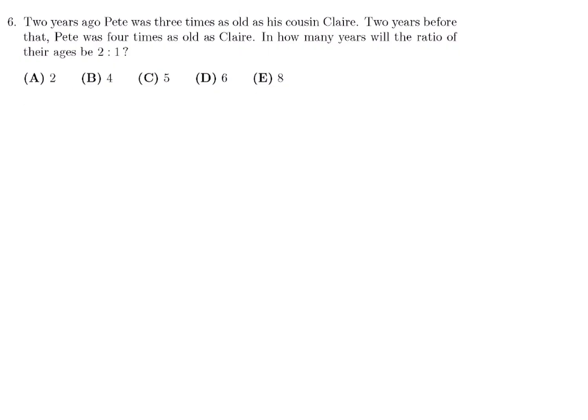2 years ago, Pete was 3 times as old as his cousin Claire. 2 years before that, Pete was 4 times as old as Claire. In how many years will the ratio of their ages be 2 to 1? P minus 2 is equal to 3 times C minus 2. That's the first sentence. The second sentence gives me that P minus 4 is equal to 4 times C minus 4.